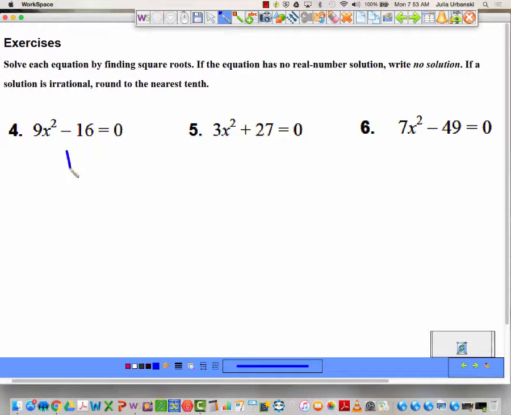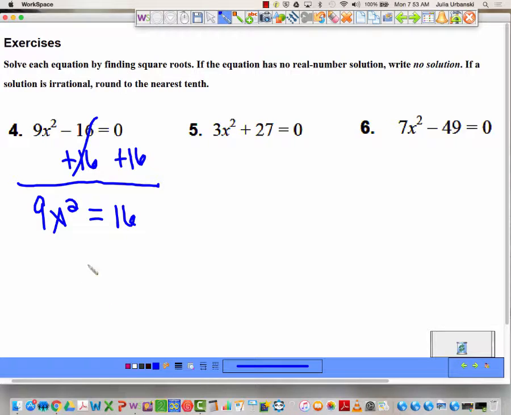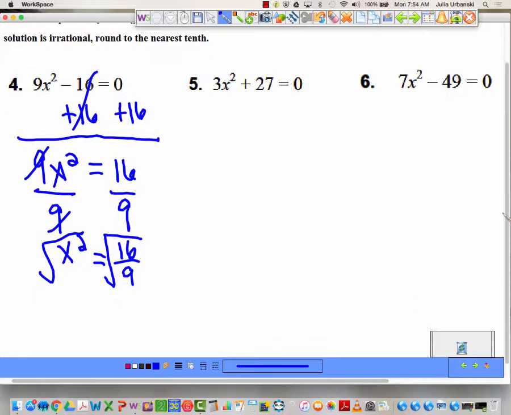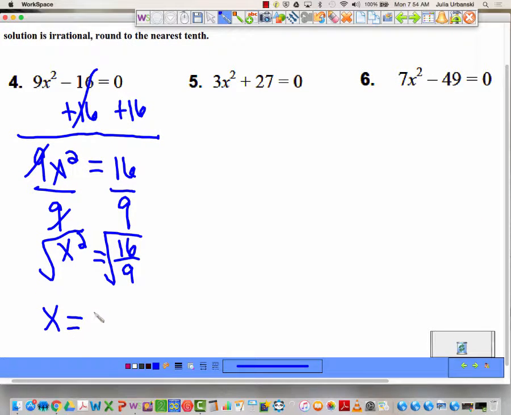All right, number 4, really quickly, plus 16 and plus 16 on both sides. So you have 9x squared equals 16. What do you do now? Divide by 9. Can that reduce? Not reducing though, that's going to be the next step where we make it 4 over 3. So it's going to be x squared equals 16 over 9. Take the square root of both sides. And that's when you get positive or negative 4 over 3. So you have a positive 4 over 3, and you have a negative 4 over 3.